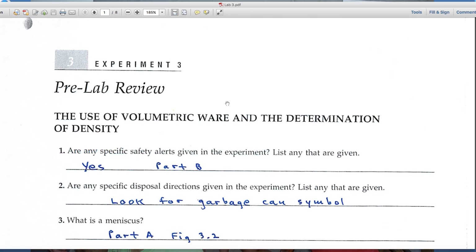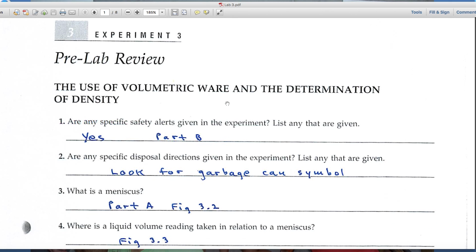This is the video for Lab 3, Calculations and Report. It's on the use of volumetric ware and the determination of density. There was an earlier video on Lab 3, and you can consult that, where I actually demonstrate the use of those pieces of equipment. Here we'll look just at the calculations and report. So let's begin with the pre-lab review page.